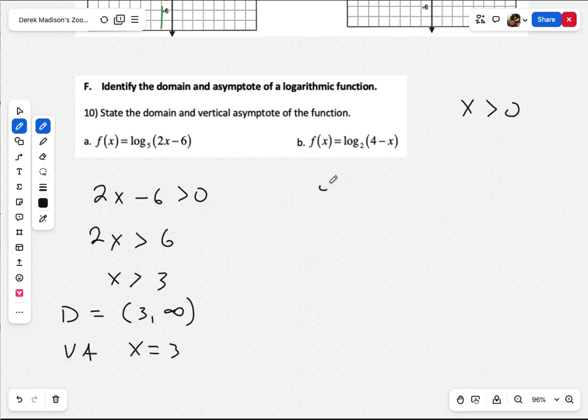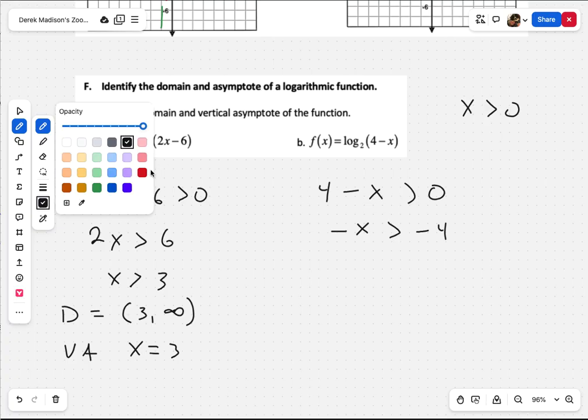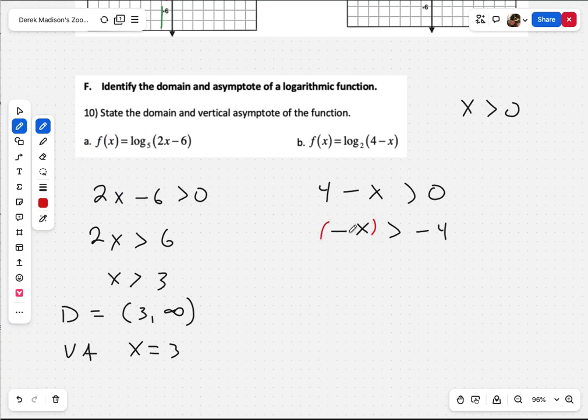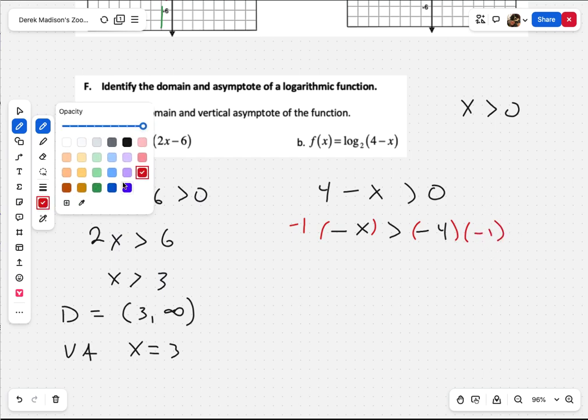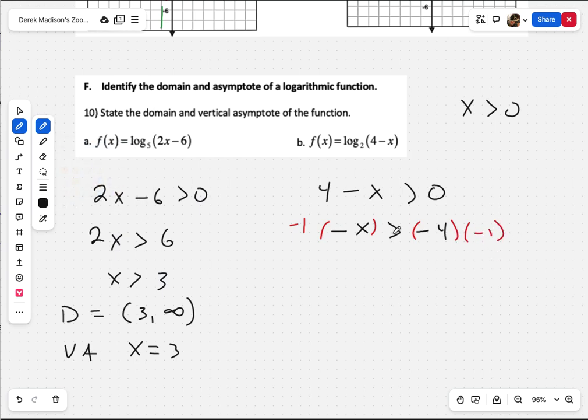For this one, 4 minus x is going to be greater than 0. Subtract the 4, minus x is greater than negative 4. And then we're going to multiply both sides by negative 1 to get rid of the sign. But we have to be a little careful when we do that, because when we multiply or divide an inequality by a negative, it reverses the direction of the inequality. So this is going to be, instead of greater than, x is less than 4.